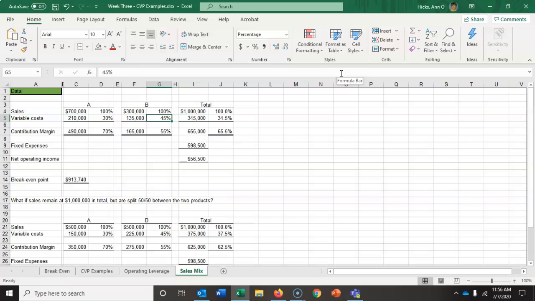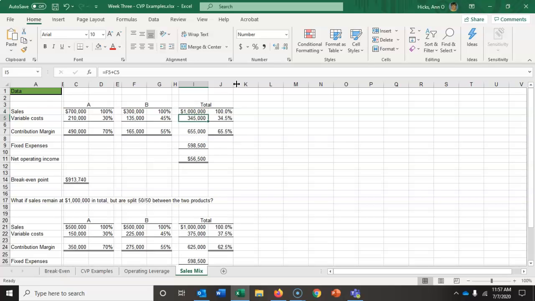In contrast, product B has a little higher percentage of variable costs and therefore a little lower contribution margin. To come up with these numbers, the variable cost for A was the sales times the variable cost ratio, and then the contribution margin is merely the difference between the sales and the variable cost. Same thing for product B, variable costs of $135,000, which is 45% times 300,000, leaving us with contribution margin of $165,000. Then for the company as a total, we have our $1 million in sales.